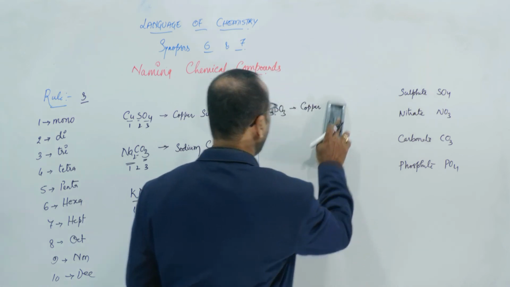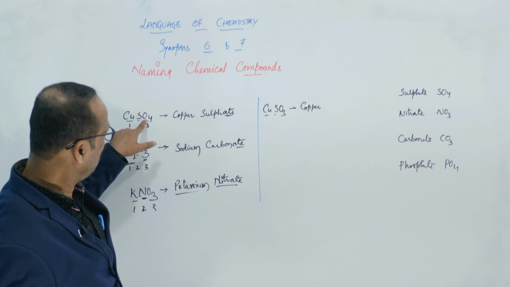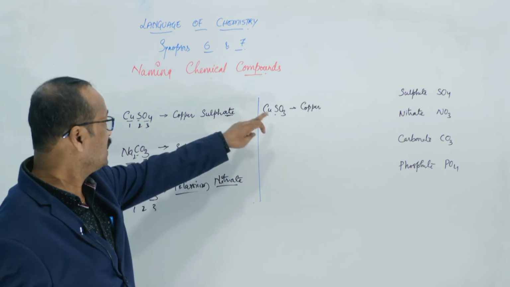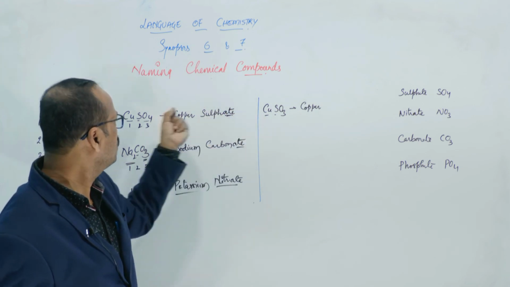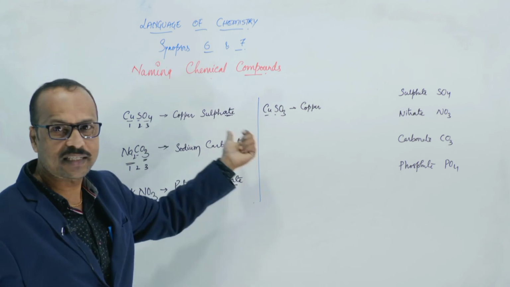How many oxygens are there? Here 3 are there. Here 4 oxygens are there. Only oxygen you see. Here 4 oxygens are there. Here 3 oxygens are there. So here 1 oxygen is less than this one. 1 oxygen less than the sulfate.